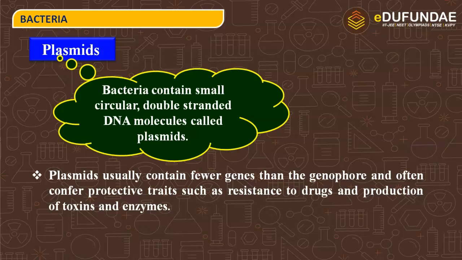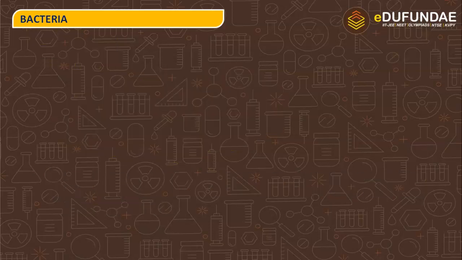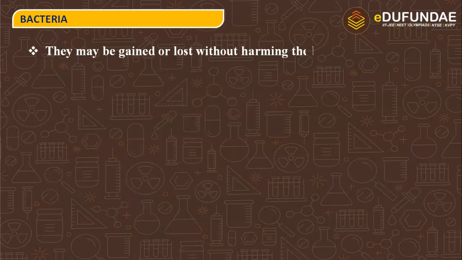That means for its own protection, as a defense mechanism, it is leading to resistance to the drugs, and it also produces toxins and various enzymes. And this is the benefit that bacteria provide in case of industries such as medicines, cosmetics, etc. Further, we observe that they may be gained or lost without harming the bacterial cell, and what are we talking about? The plasmids. That means we can gain the plasmids from the bacterial cell without harming the bacteria.